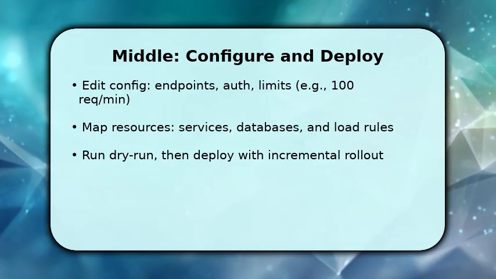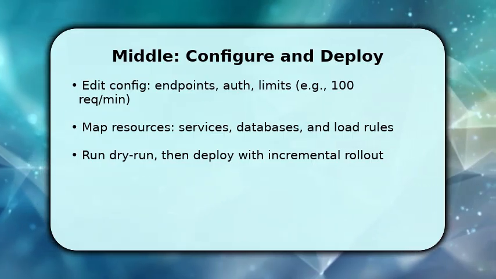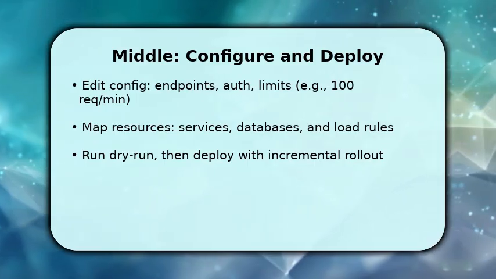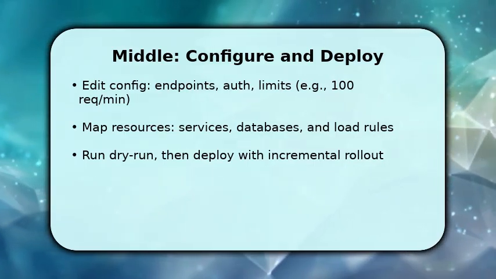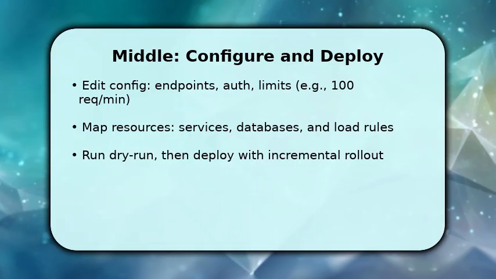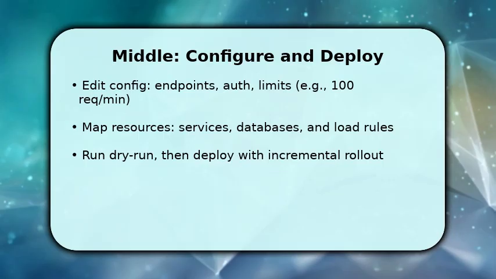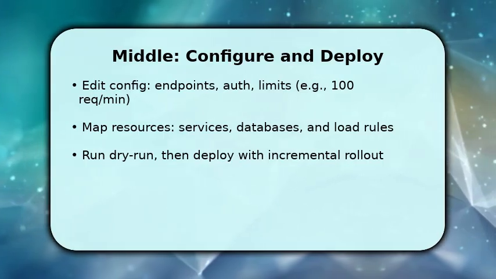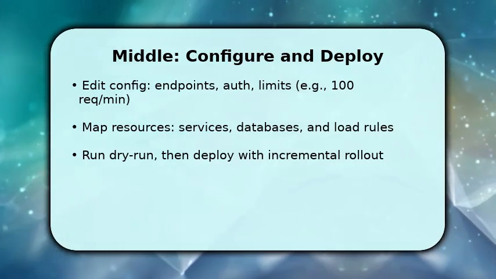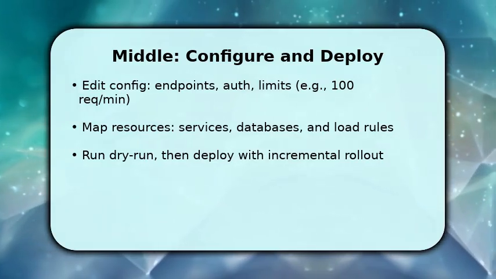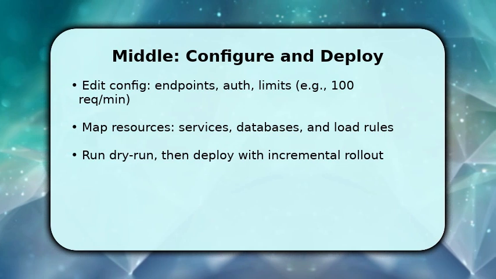Edit the config to set endpoints, authentication tokens, and rate limits like 100 rec/min so behavior is predictable. Then map resources, attach services, databases, and load rules so traffic flows correctly. Run a dry run to validate changes and inspect logs for warnings. This prevents surprises. After validation, trigger a staged deploy or incremental rollout to minimize impact.